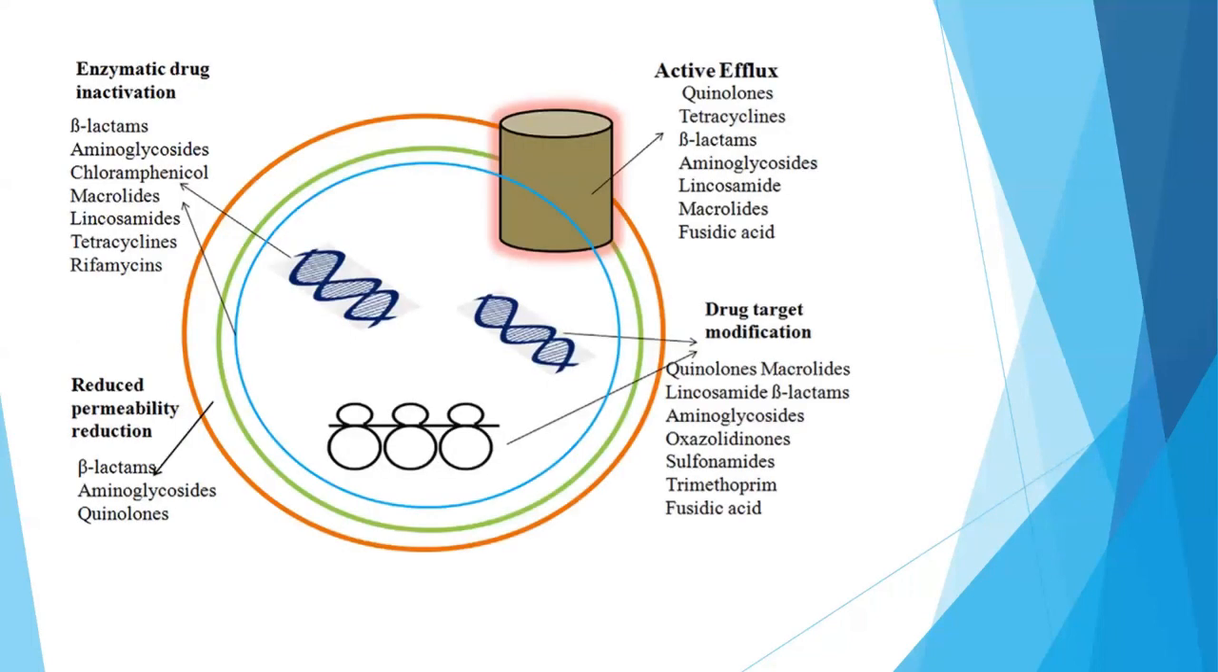Now, these are the different mechanisms of antibiotic resistance. There can be enzymatic drug inactivation, like beta-lactamases, which cause inactivation of the drug. There can be reduced permeability to the antibiotics. There can be active efflux of the antibiotics. The antibiotic has entered the bacterial cell, but due to active efflux, the bacteria can just throw the antibiotic out, so the antibiotic cannot act on the bacterial genome. There can also be drug target modification.